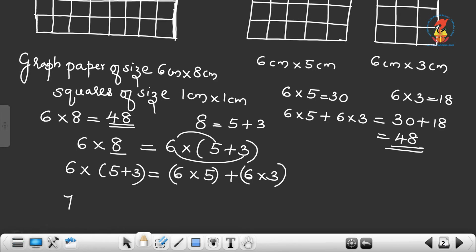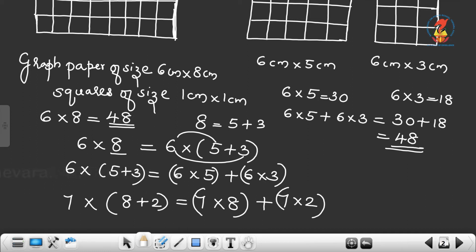Now another example, 7 into (8 plus 2). Using the distributivity of multiplication over addition, how can we write this? Take this 7 and multiply with 8 first, so 7 into 8. Now look at the symbol inside the bracket, it is plus, so put plus there. Then what is left there? 2 is left, so you have to multiply 2 with the 7. So 7 into 2. This property is known as distributivity of multiplication over addition.